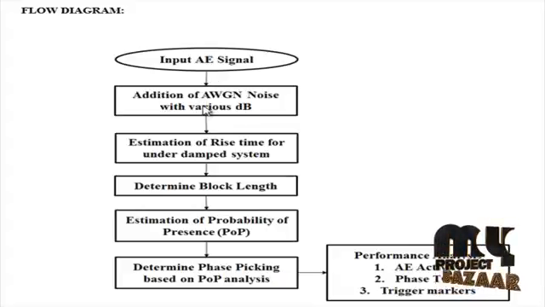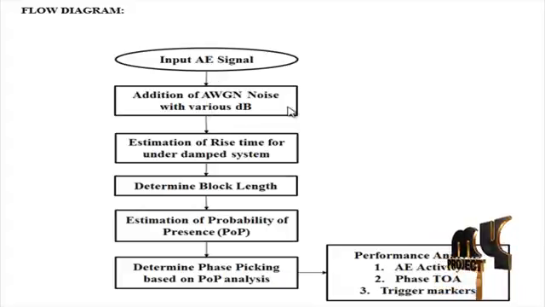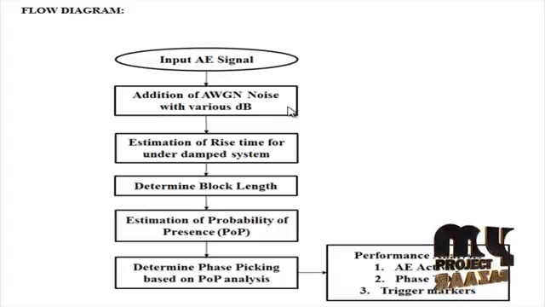Next, the addition of AWGN noise with various dB. The various dB noise levels are added into our input AE signal. Next, estimation of rise time for an underdamped system.